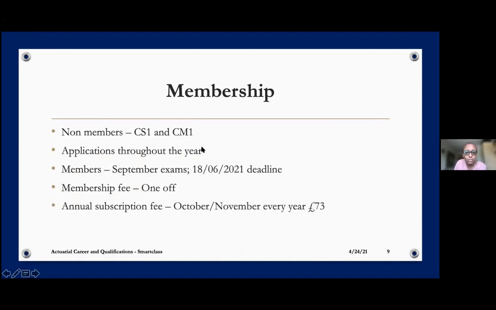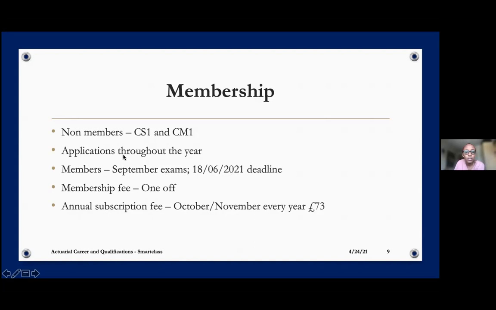And I want to touch on the membership where you could sit for CS1, which is the actuarial statistics, the basic mathematics and probability statistics exam, and CM1, which is the financial mathematics and life contingencies exam, without being a member. While if you want to sit for any other exam apart from these two, then you have to be a member. And for example, if you want to sit for an exam in September, you have to register to be a member before 18th June 2021 this year.